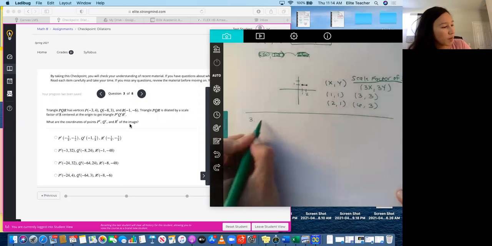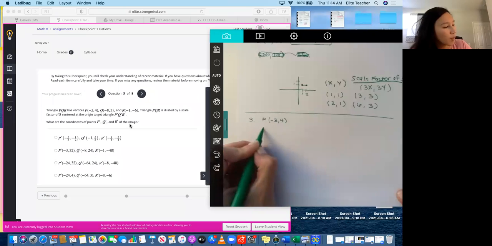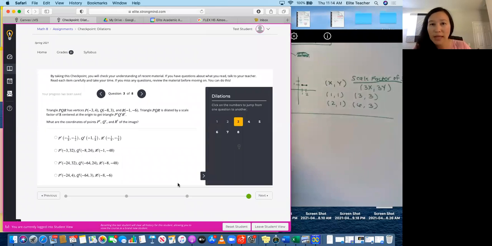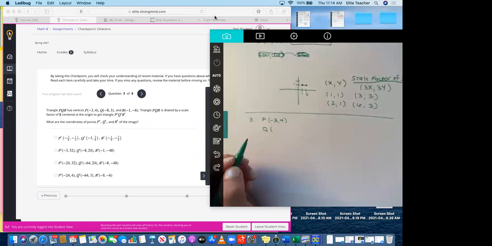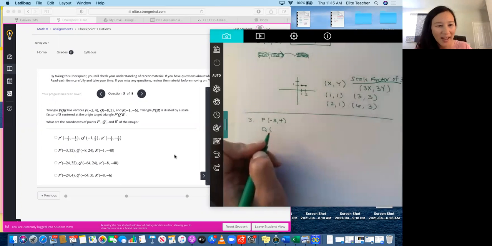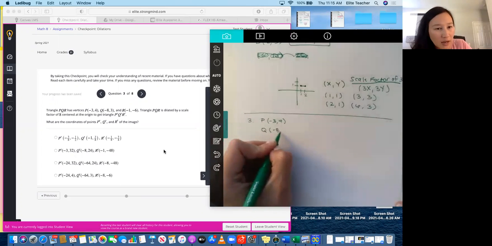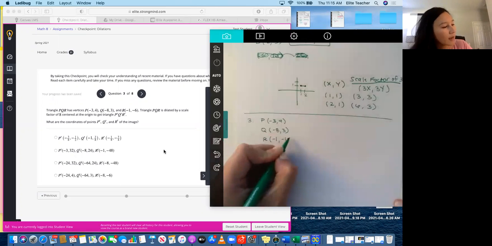So we have point P, which is (-3, 4), point Q. You know what? I just realized you guys can't see my screen, huh? No, I can see it. Okay. It's not lined up green, and I was like, shoot, maybe that's why. Okay, phew. Okay, so Q is (-8, 3), and R is (-1, -6).